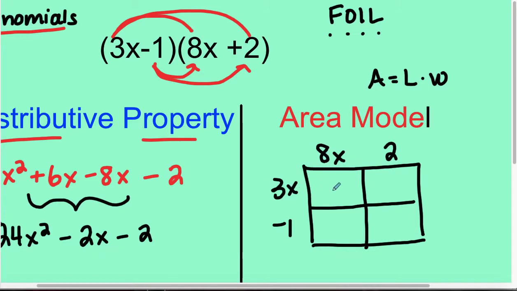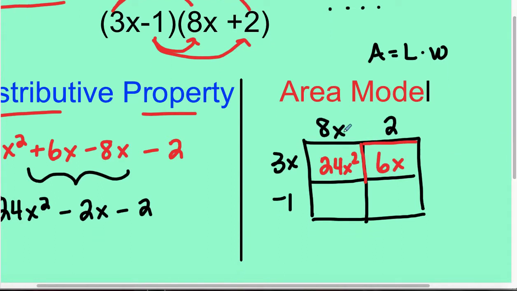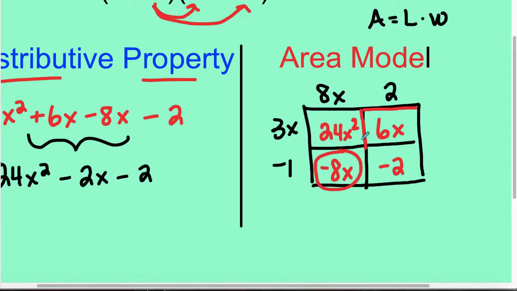So 3x times 8x would give me 24x squared. 2 times 3x, because this 3x actually belongs to this length, and 2 is here. That's going to give me 6x. I'm going to do 8x times negative 1. That's going to give me negative 8x. And then I'm going to do negative 2 times 1, which is negative 2. Then I'm going to combine the like terms, which are these guys. And so my answer is going to be 24x squared minus 2x minus 2. Now these are 2 ways to do the exact same thing, multiply polynomials.